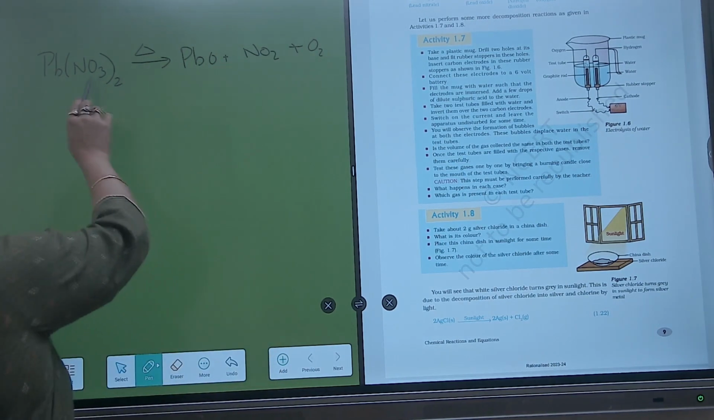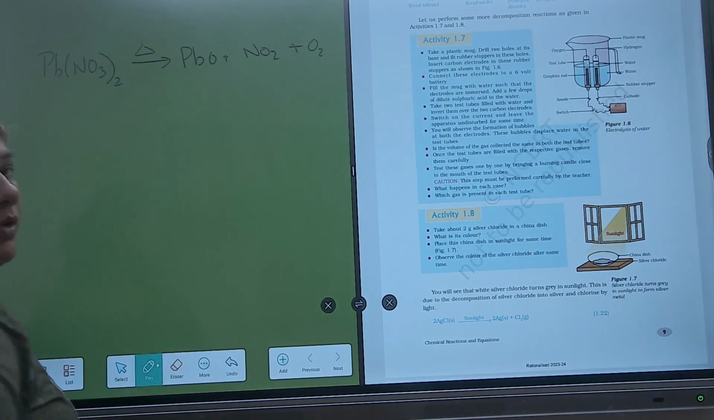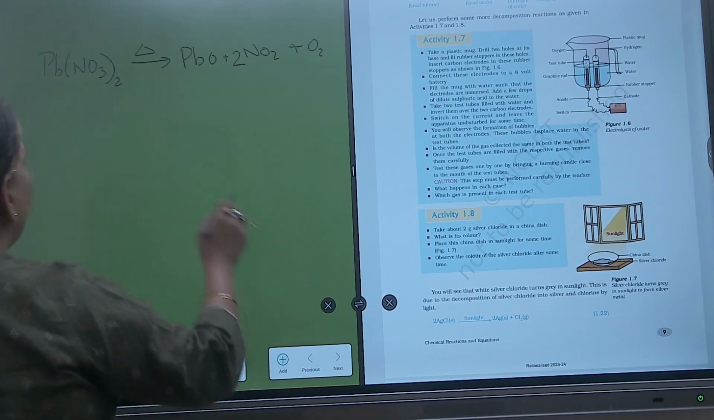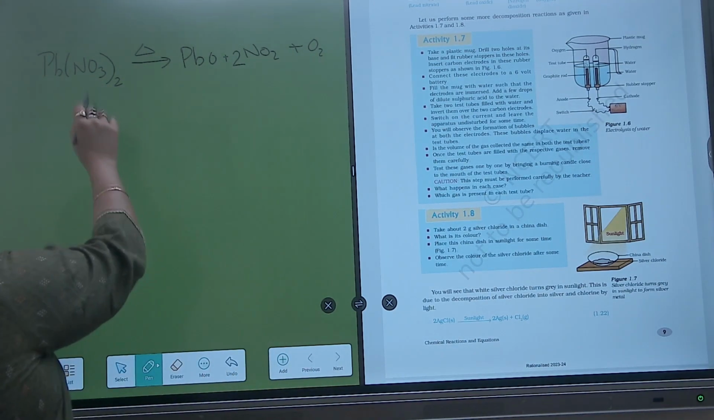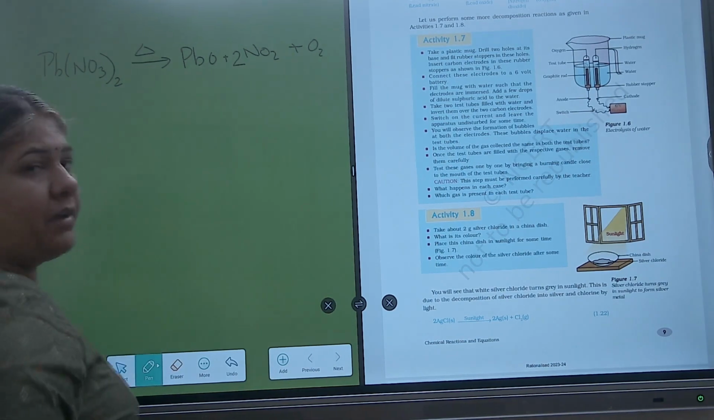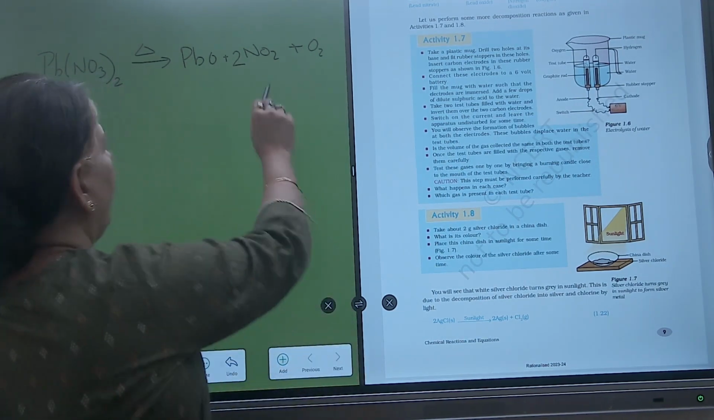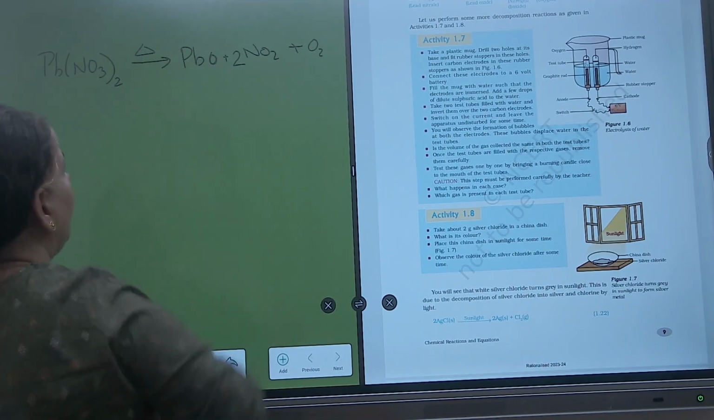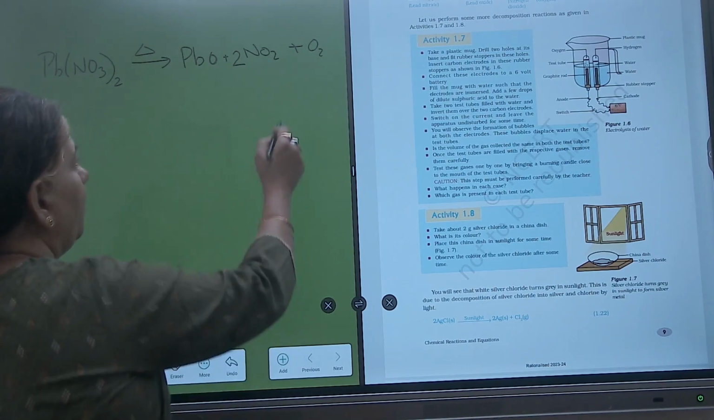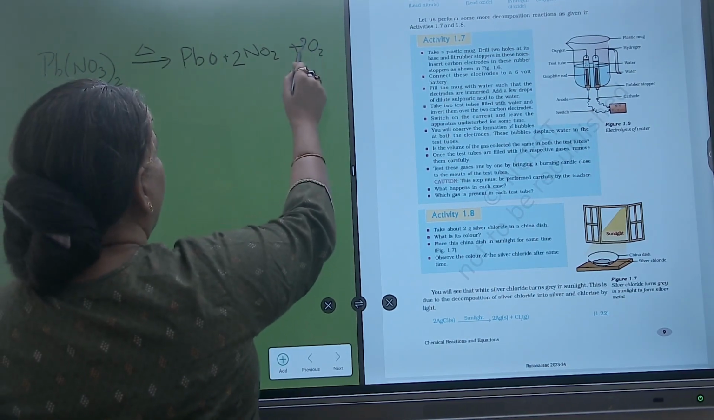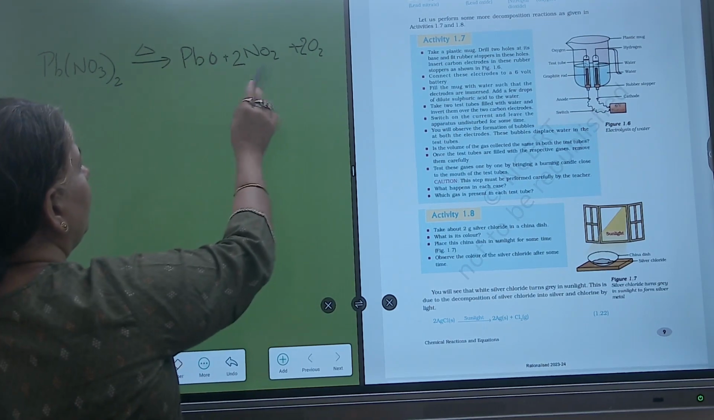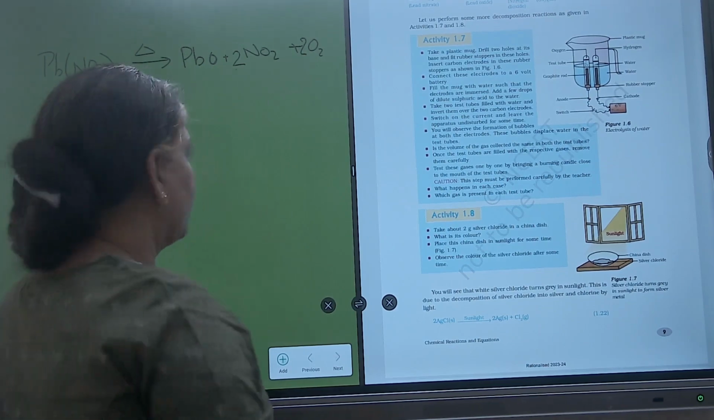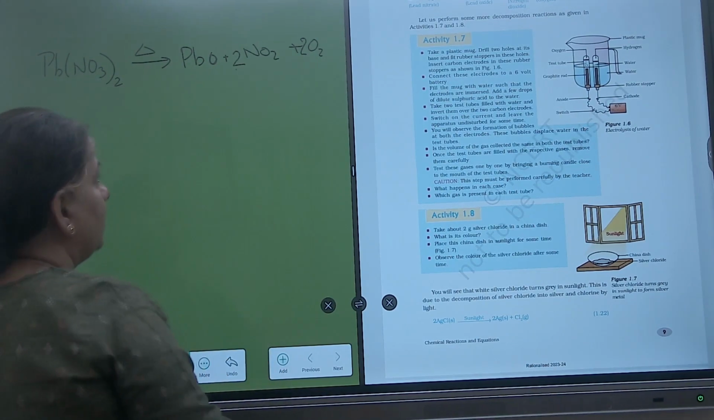See, we already have 2 nitrogen on LHS side, so we can simply start by putting here 2. Lead is already balanced. Now let's see oxygen atom. On LHS side we have 6 oxygen atoms. Here we have 2 twos of 4, 5, 6, 7 atoms of oxygen on the RHS side. So if we put here 2, let's see what we get. 2 twos of 4, that is 8 plus 1, 9 atoms of oxygen on LHS.